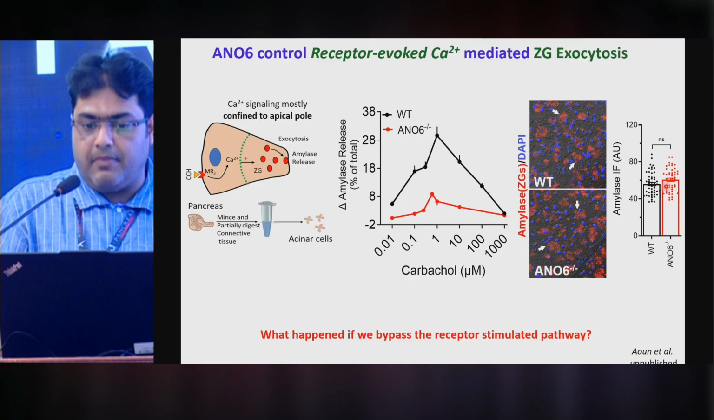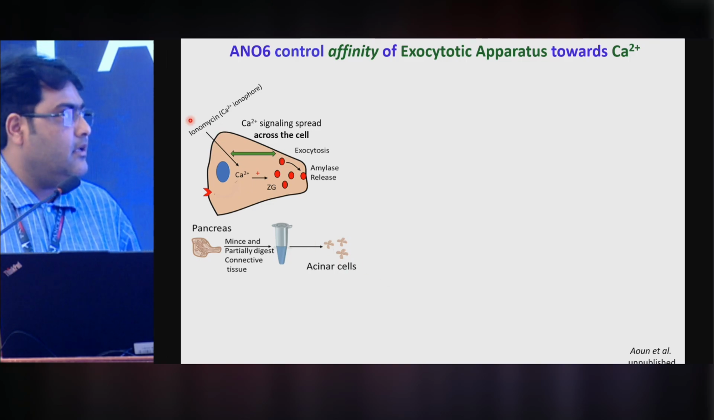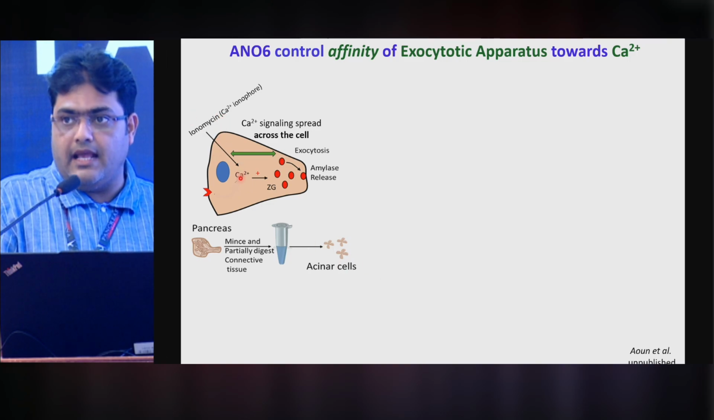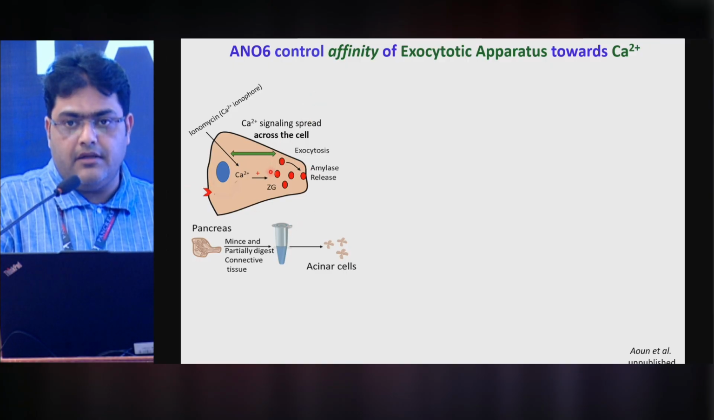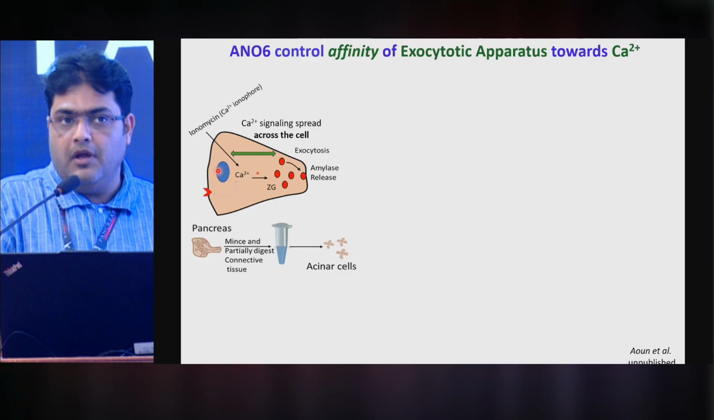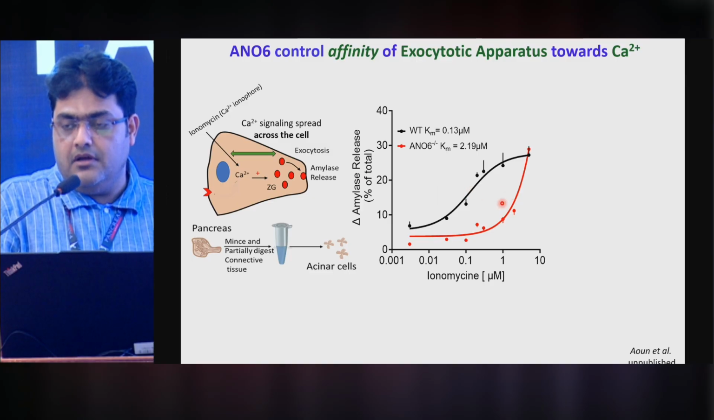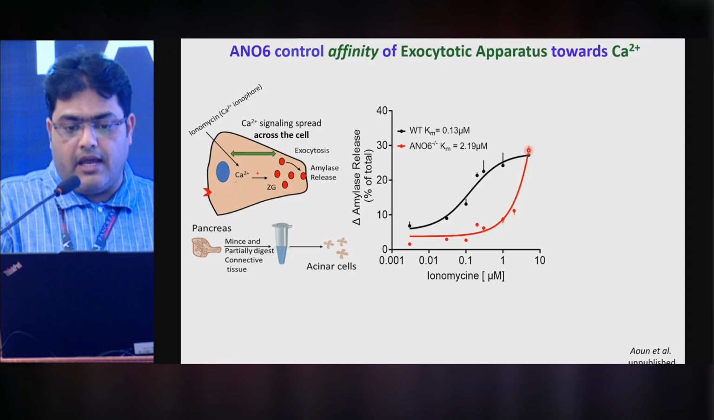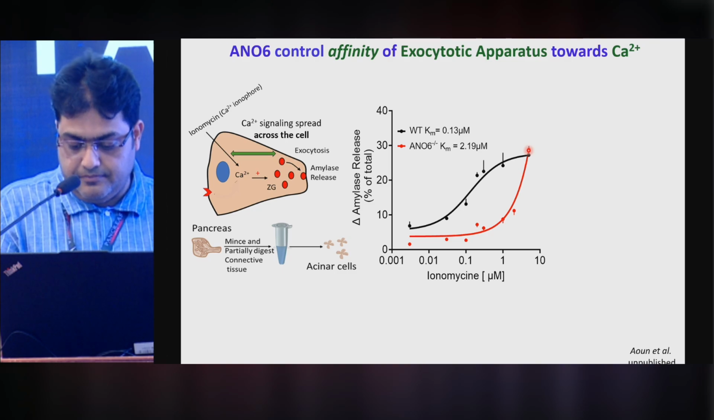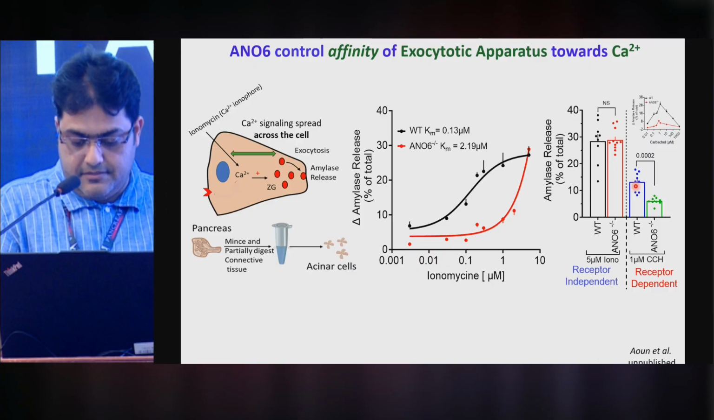So what happens if I bypass the pathway and artificially increase the calcium? I incubate the isolated cells with ionomycin, which artificially increases the calcium without involving the receptor, and I want to mention this calcium signaling is not confined to the apical pole, but spreads through the cells and reaches the basal pole also. In this condition, the dose response curve shifts towards the right, but the maximum exocytosis is conserved. So in the absence of ANO6, the exocytotic apparatus is unable to sense calcium. But in the receptor dependent pathway, there is a change in the Vmax, the maximum exocytosis.